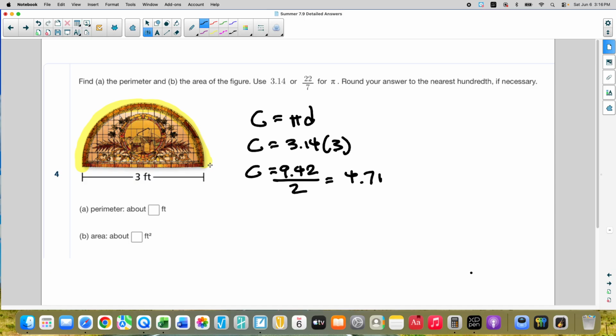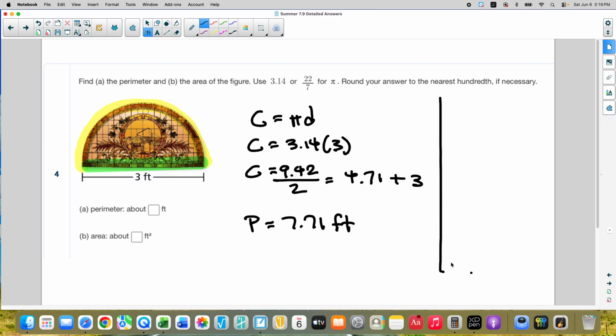4.71 is this distance, and then we have to add it to this. So if we want the distance around, we also have to add the diameter. So that's going to give us a total, we won't use C, we'll use P for perimeter. P is going to give us 7.71 feet.